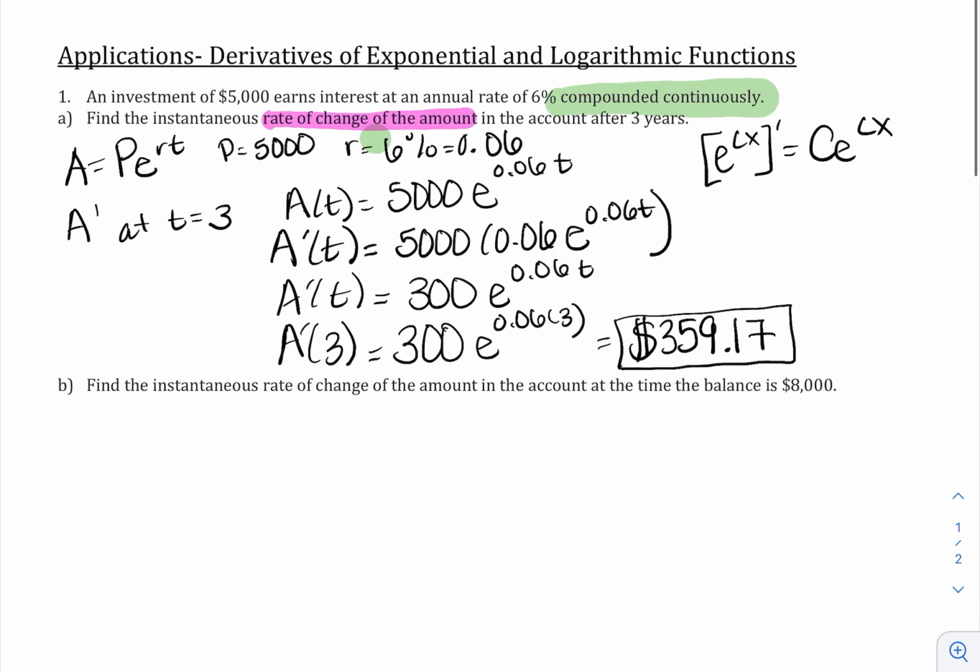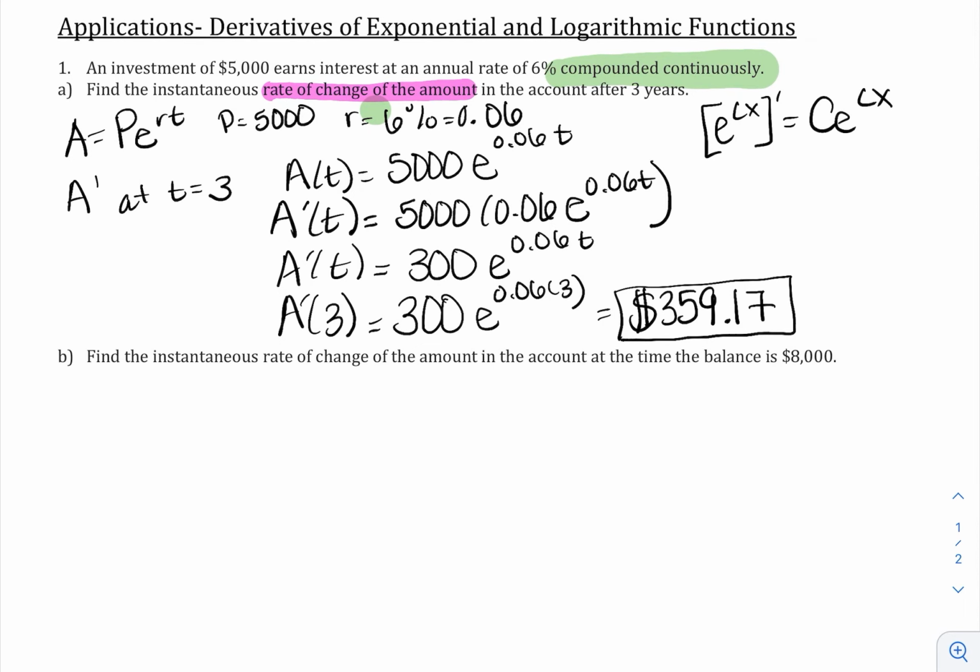Okay, part B. Find the instantaneous rate of change of the amount in the account at the time the balance is 8,000. Okay, so now you want to find A prime, and I should say when A is equal to 8,000. Well, but our derivative is in terms of t, and you don't have t, you have A. So this one's going to be a little different.